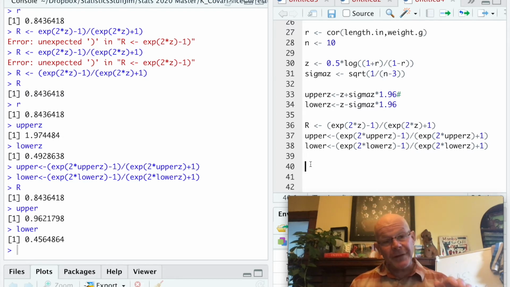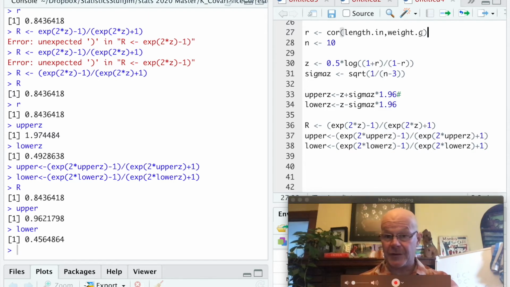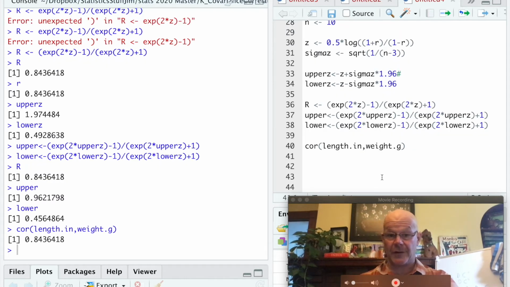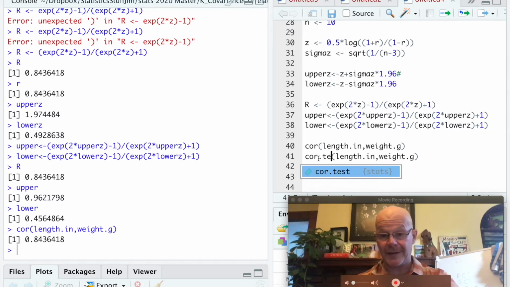And so with this 95% confidence interval, we can easily ask R to give us this. And R will give us this because not only is there this function called cor, right, which gave us the correlation, there is also a function called cor.test.